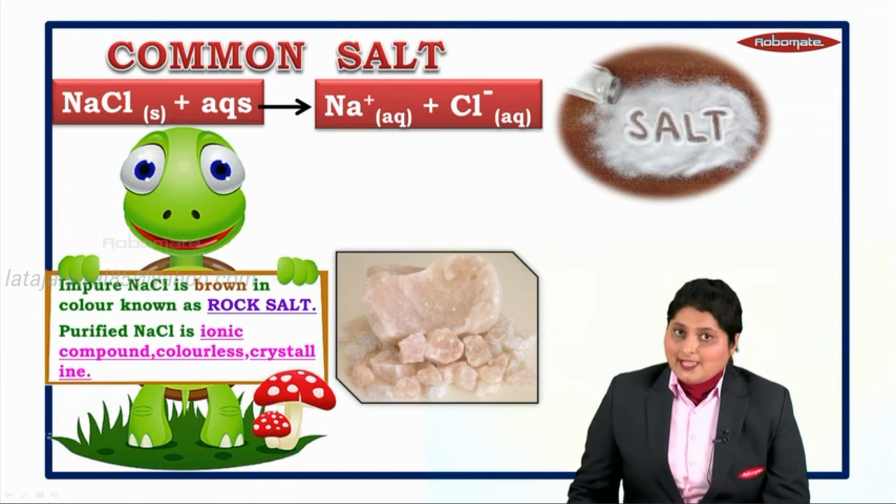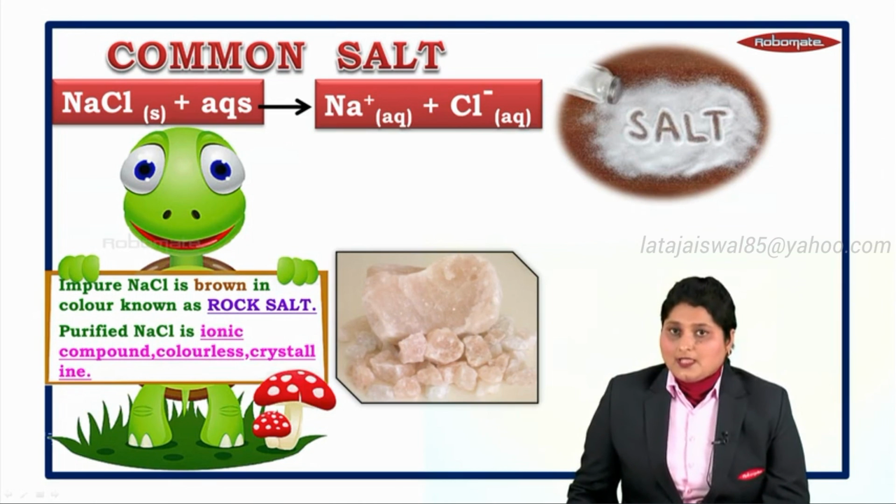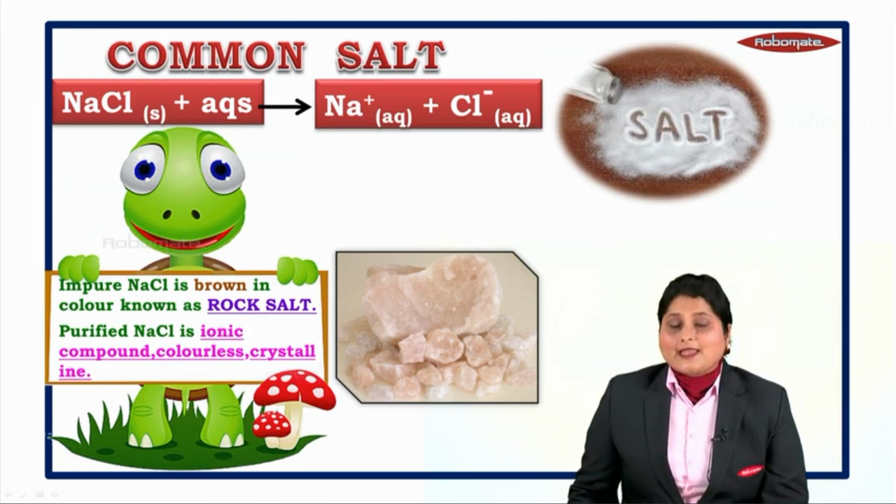What is next? Impure salt, that is impure NaCl, is brown in color, which is also known as rock salt. Purified NaCl is an ionic compound which is colorless and crystalline. Let's learn something more about NaCl in the next module.